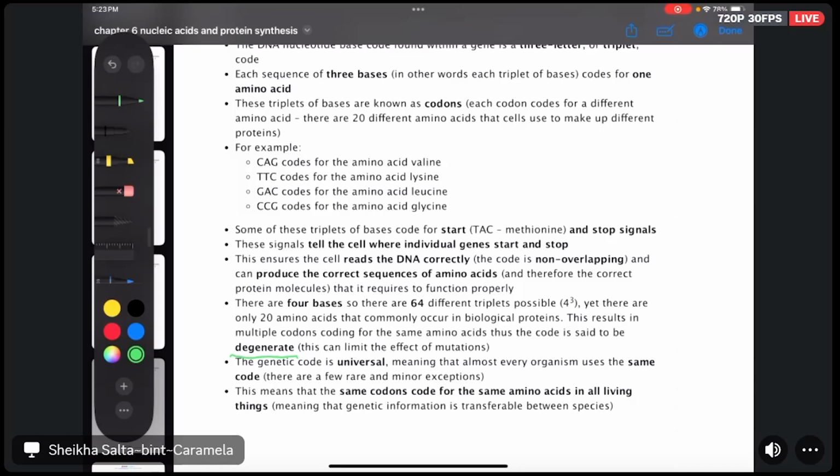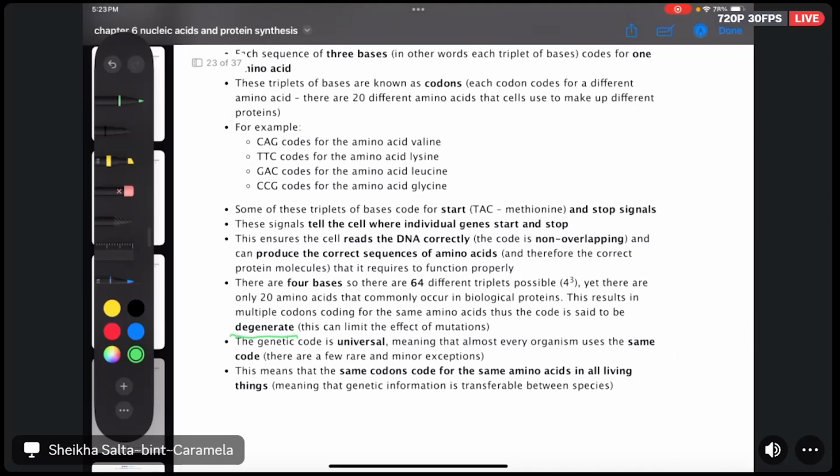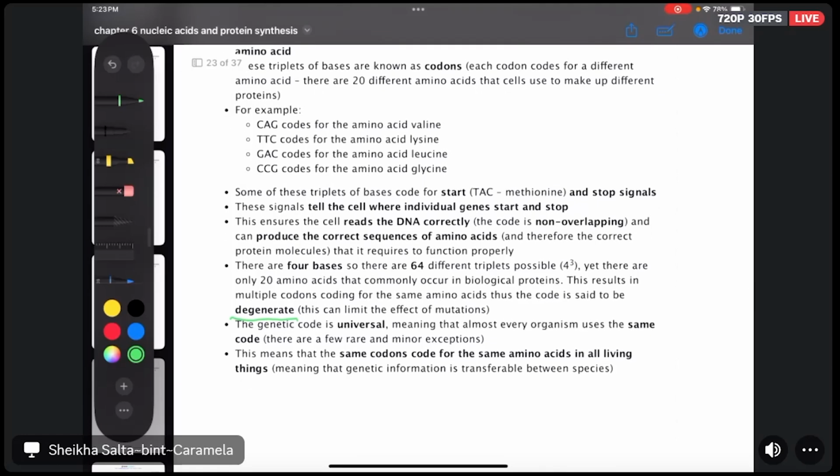Then we also have start codons and stop codons, which we will learn later on. These codons don't code for any amino acid, they just are starting and terminating codons. That's it. And the genetic code is universal. Almost every organism uses the same code for each amino acid. So if a specific codon is coding for a specific amino acid in a human being, the same would be true for an animal as well.